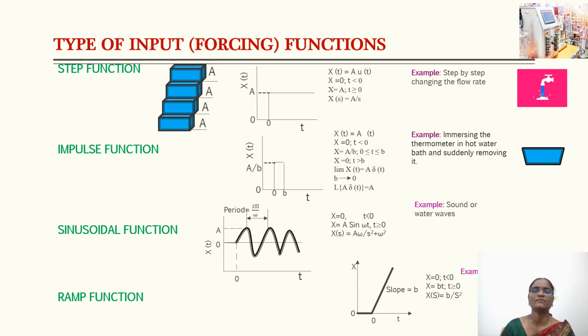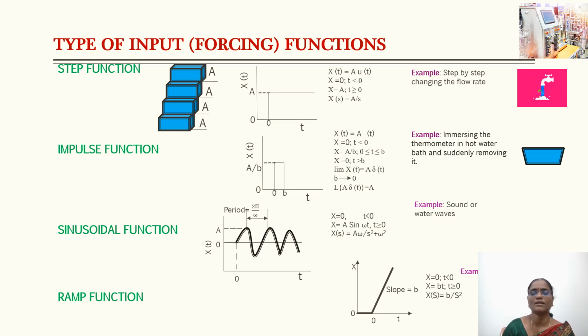In this session, we are going to discuss the different types of inputs or forcing functions. In process control systems, the inputs are called disturbances, and the outputs are known as the response. Disturbances are also known as input functions. In this video, we are going to discuss the different types of input functions or forcing functions that usually occur in a control system.